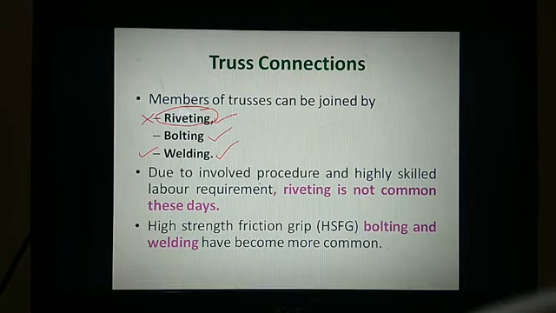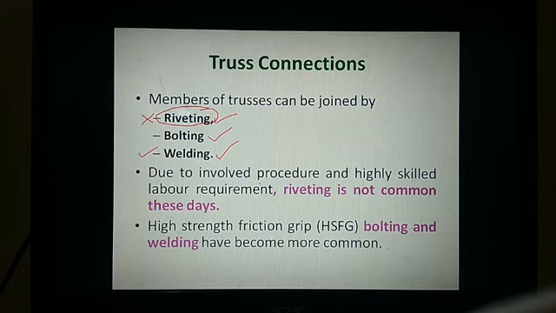And again, coming to bolting, they are going to use a high strength friction grip bolt, HSFG bolt, which is made up of HYSD bars. Why? Because HSFG bolts can be used for dynamic loads, and they can resist frictional forces also, where the load transfer takes place through the friction of the bolt.